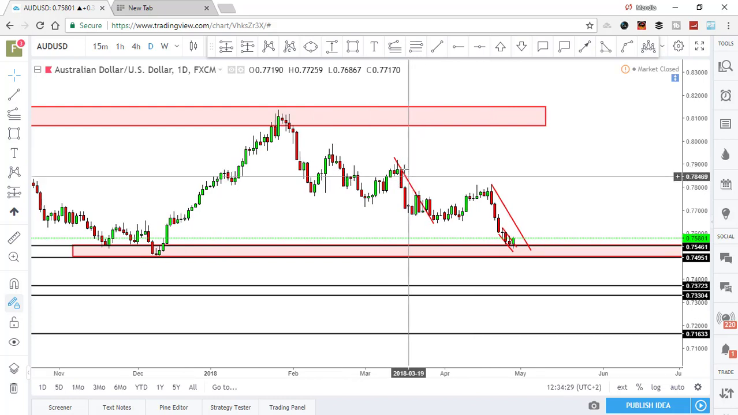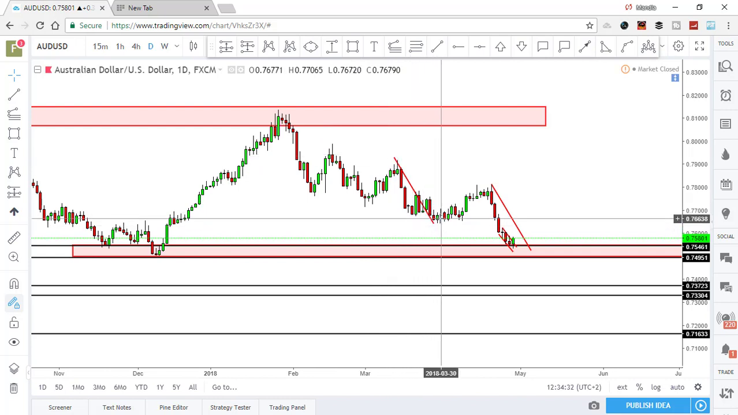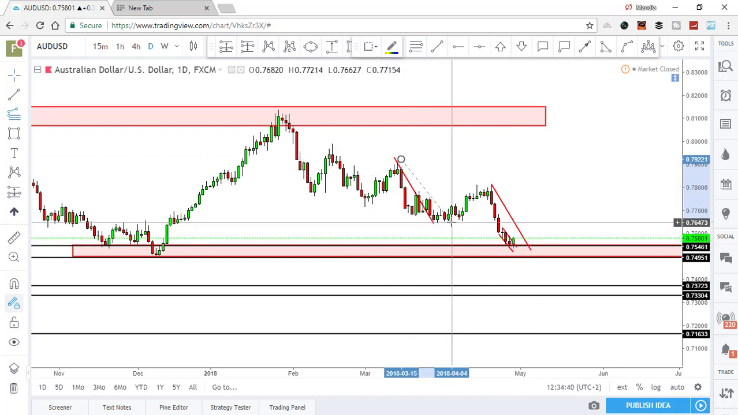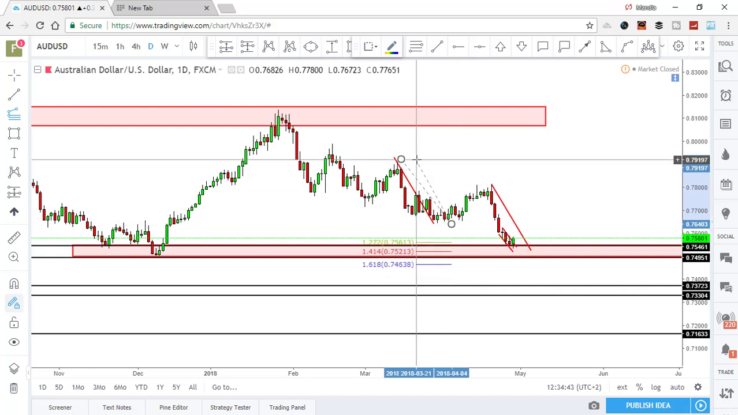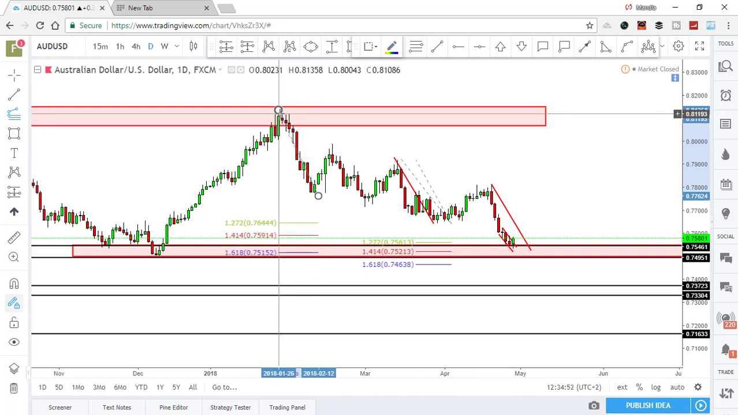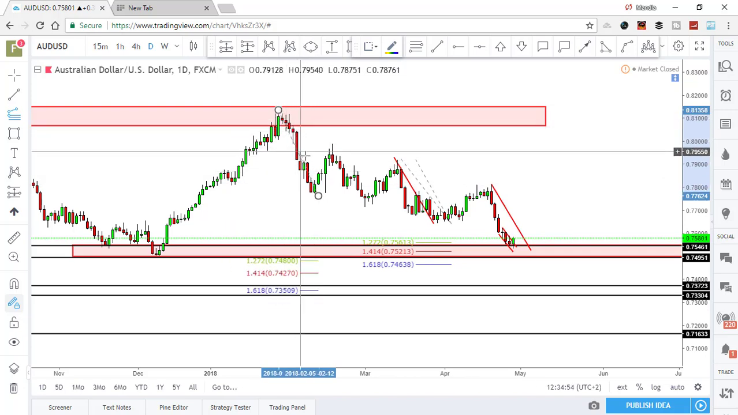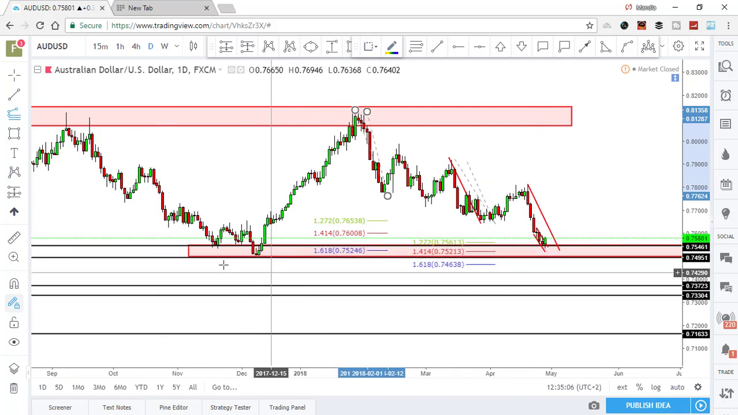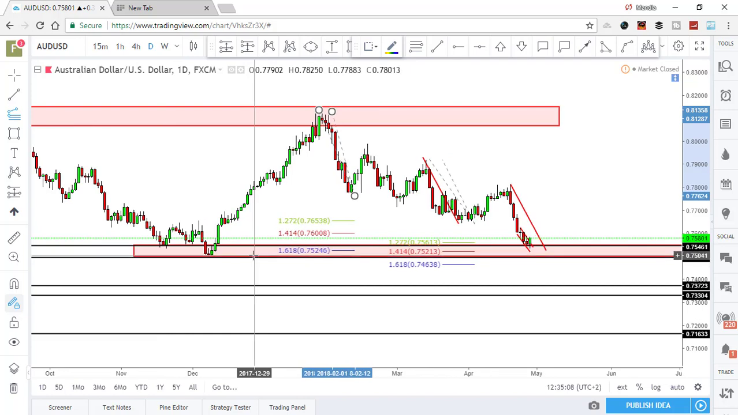As you see right now, I already have drawn my technical tools and I have an ABCD pattern terminating at this point. Let me check if we have a Fibonacci structure level. We have a Fibonacci level terminating right there, and a 1.414 extension terminating right there. Let me take another one from this swing high back to this swing low. We have a 1.618 aligning with that 1.414 extension exactly back at this structure level, which is our support level right here.